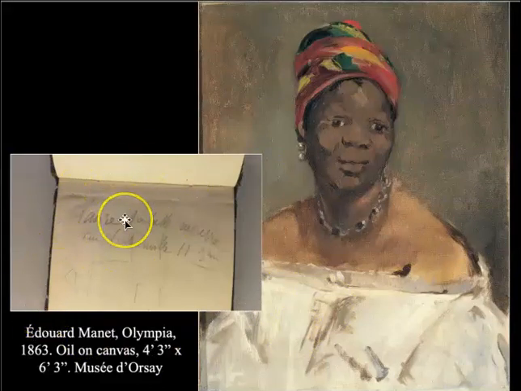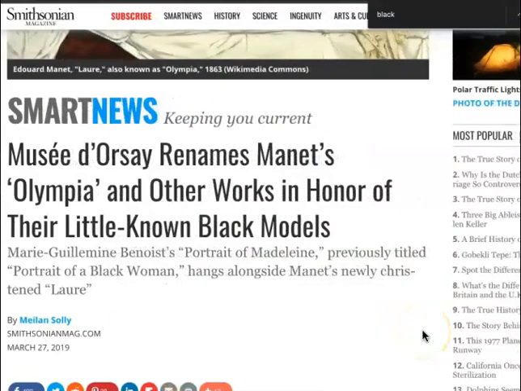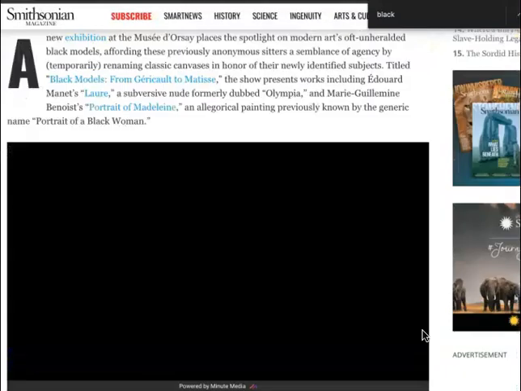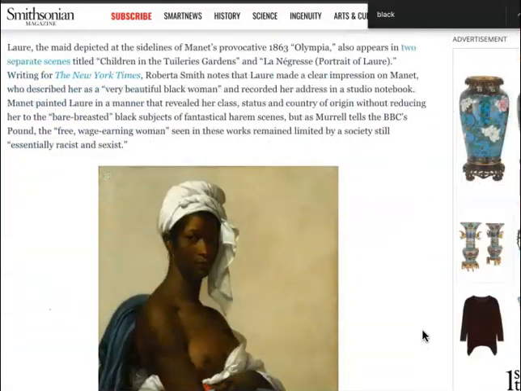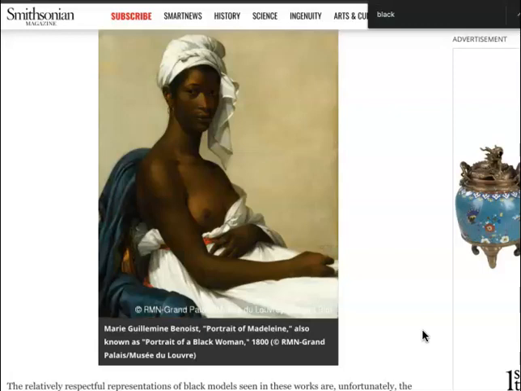We believe her name is Laure or Laura. It was a woman that he painted often in some of his works, such as Olympia. They're starting to get some more information about who she was and trying to build up these ideas. So some of these paintings that have long had very negative names are being renamed in the names of the women that they were painted after, which is great.